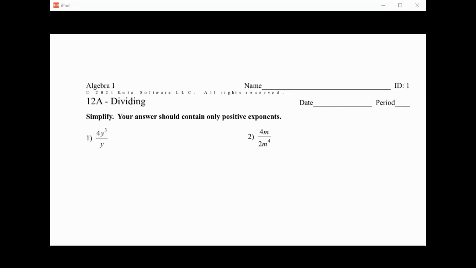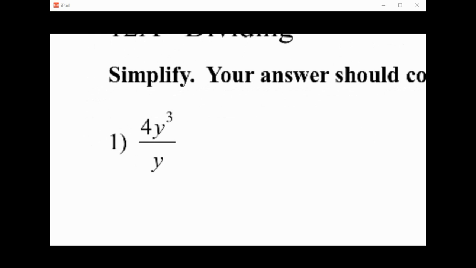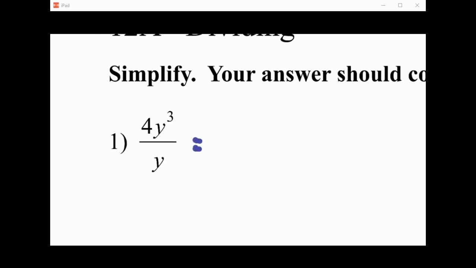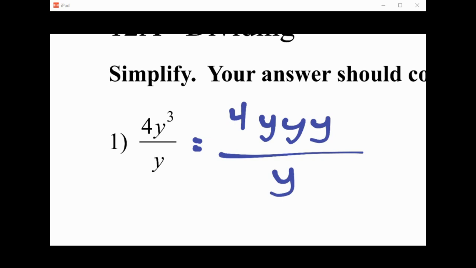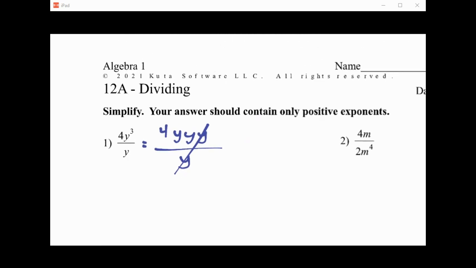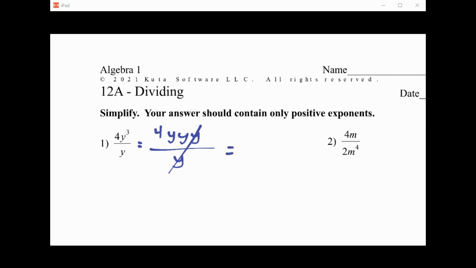So today we're just gonna do dividing with exponents, or properties of exponents. And essentially what's happening is, if you wrote this all out, there's 3 y's on top and 1 y on bottom, so one of them would cancel out. So you would just end up with 4y squared.